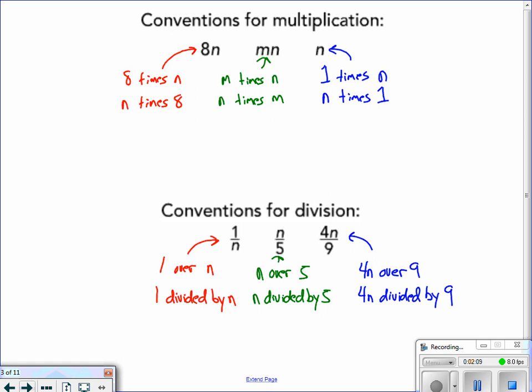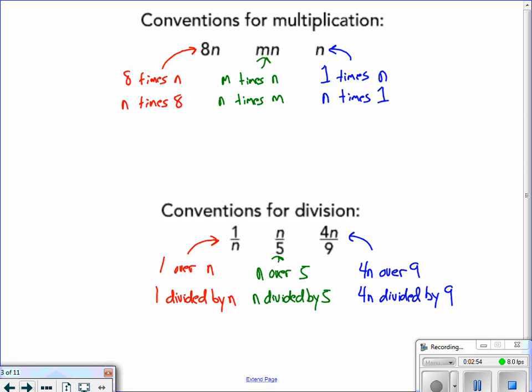Same with that mn there. That means m times n, or again, it could be n times m. It really doesn't matter in multiplication which order they're in. And then the last one, that's always a tricky one for people. They forget when it's just a letter that there's really a 1 in front of that letter. And we'll talk about later why we don't need to put the 1 in there. But that really means 1 times n, or again, n times 1. Remember, when you multiply something by 1, you just get that same thing back. Like 1 times 5 is 5, 1 times 4 is 4, 1 times 52 is 52. So it makes sense, 1 times n is just n.